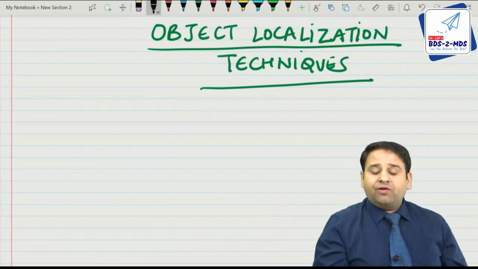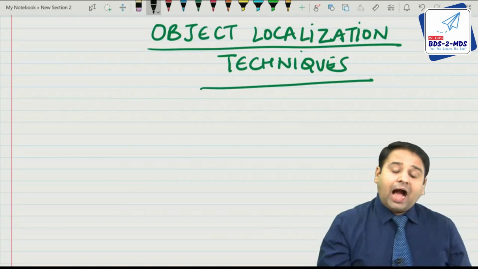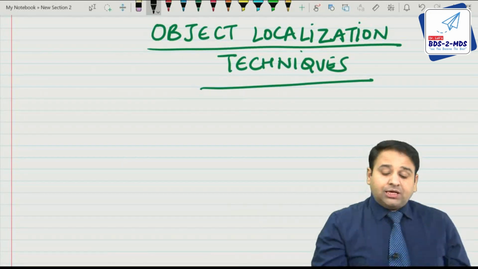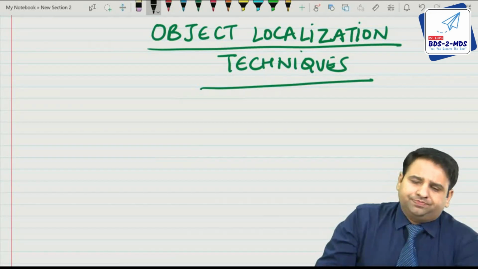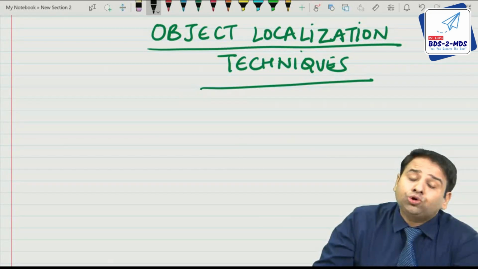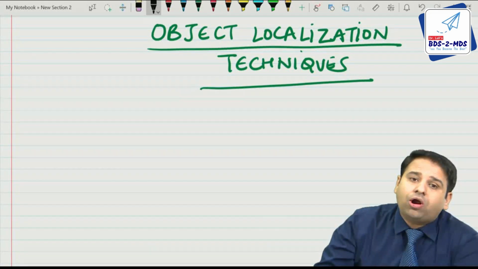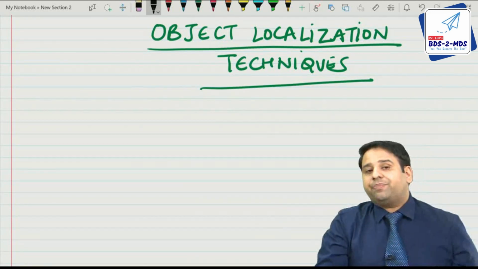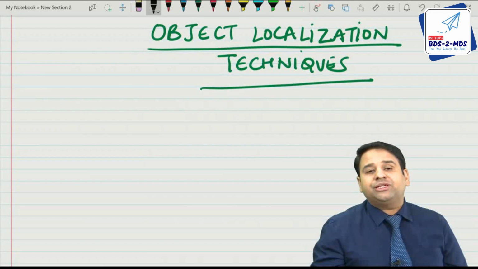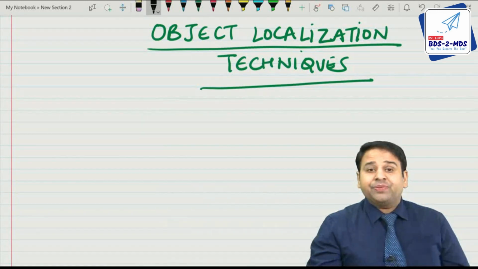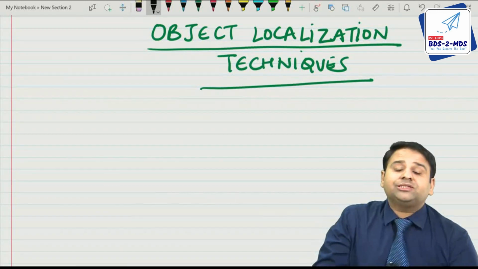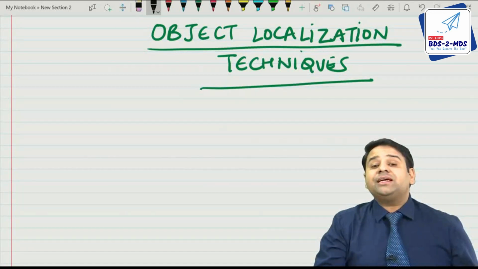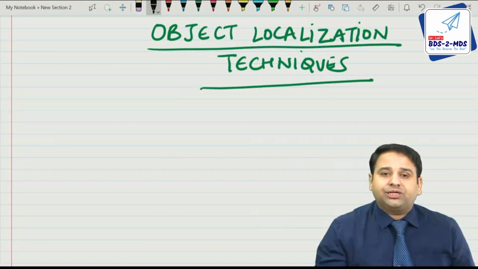Okay, now coming on to a very important topic, how to localize an object in 3 dimensions, right? So we have two main important techniques called object localization techniques, which help in localization of an object in 3 dimensions, right? And these object localization techniques are for conventional radiography, where we see a 2-dimensional image of an object.